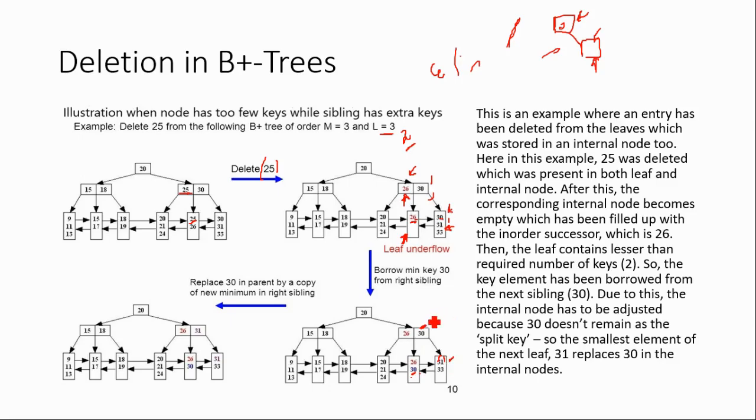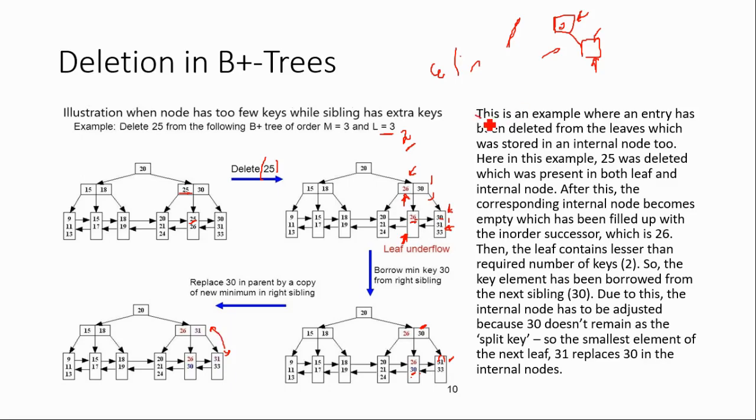So what we have to do is update the internal node, because we have to reflect that change, otherwise the property will be violated again. So we copy this smallest element of the right child, 31, to this node. Now our B+ tree property has been satisfied.